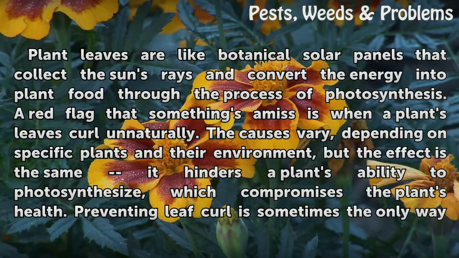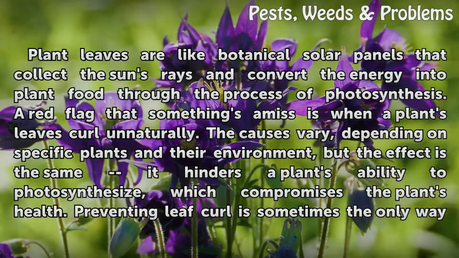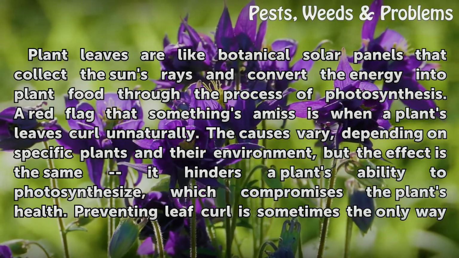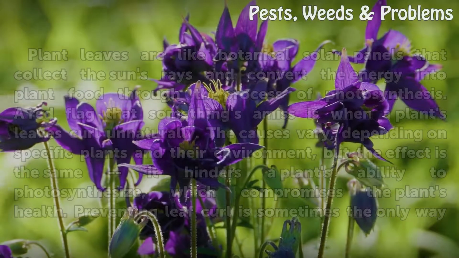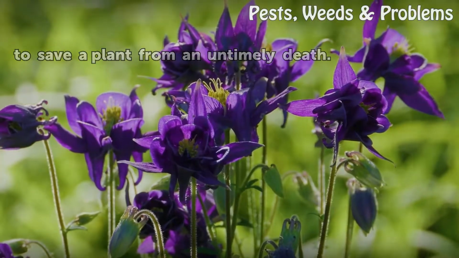Plant leaves are like botanical solar panels that collect the sun's rays and convert the energy into plant food through the process of photosynthesis. A red flag that something's amiss is when a plant's leaves curl unnaturally. The causes vary, depending on specific plants and their environment, but the effect is the same. It hinders a plant's ability to photosynthesize, which compromises the plant's health. Preventing leaf curl is sometimes the only way to save a plant from an untimely death.